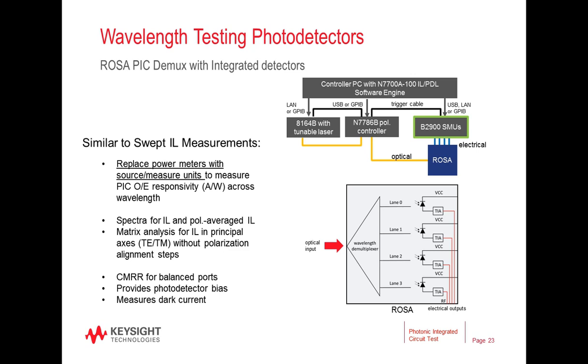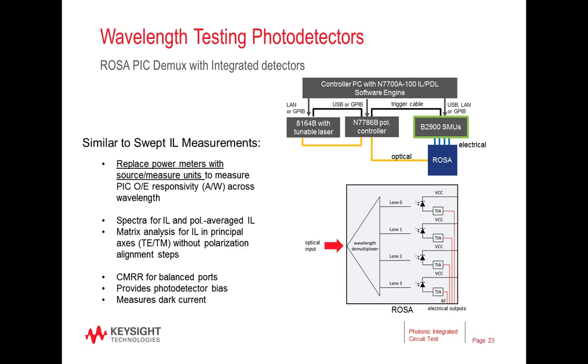So let's look now at swept wavelength photodetector test. Here the DUT is a receiver optical subassembly, or ROSA, and you can see from the figure that the test setup is similar to the swept PDL measurement, but with the optical power meter replaced with an SMU, as shown by the green box in the diagram in the upper right.